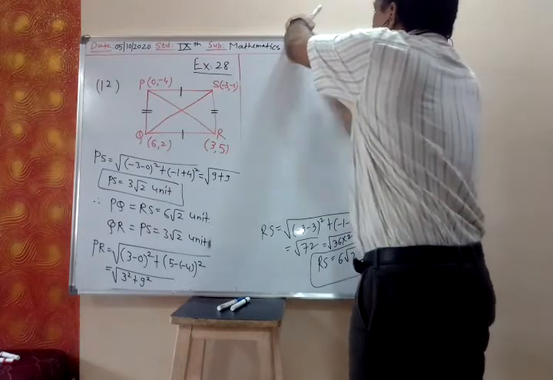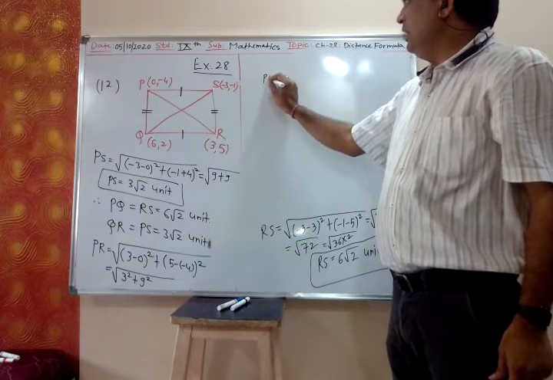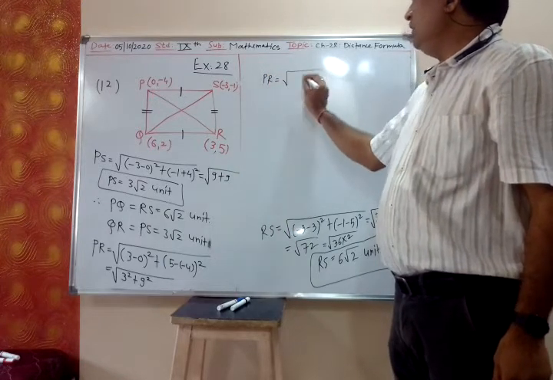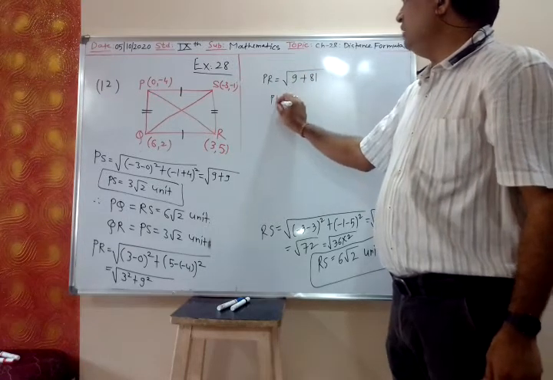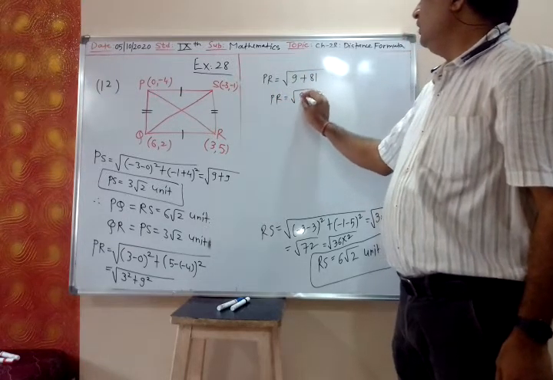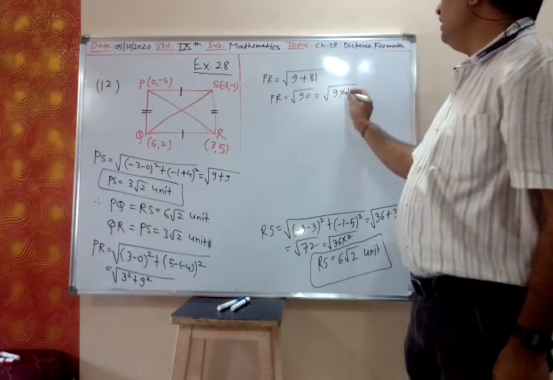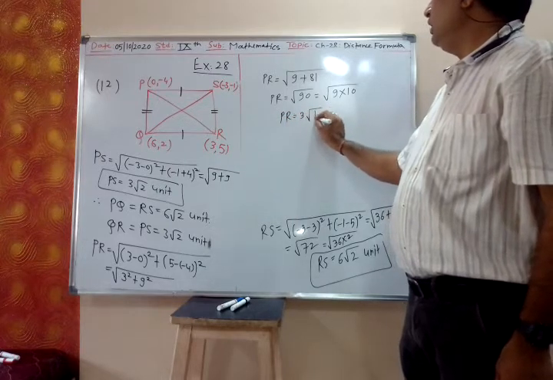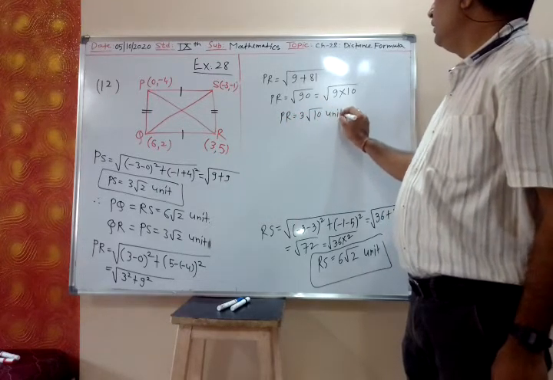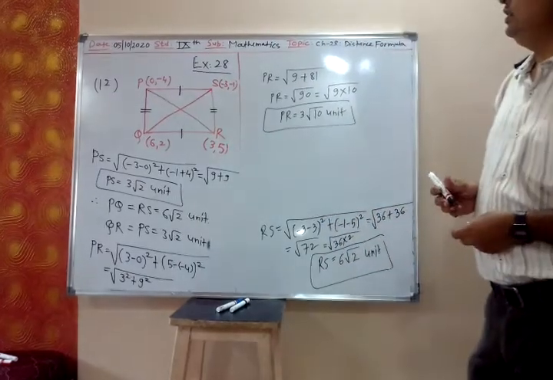QS. So, PR is 3 square is 9 plus 9 square is 81. So PR is root 90. 90 I can write as 9 into 10. 9 I can take outside the square root. So PR is 3 root 10 unit. So one of the diagonals we have found, PR, is 3 root 10.